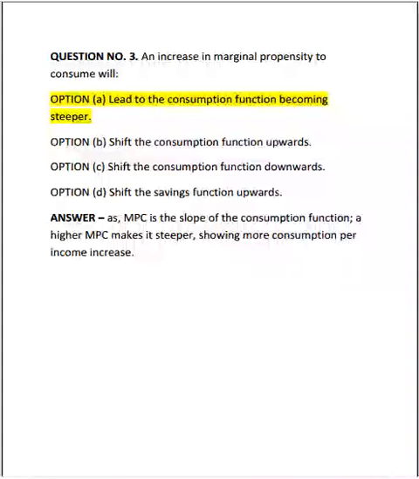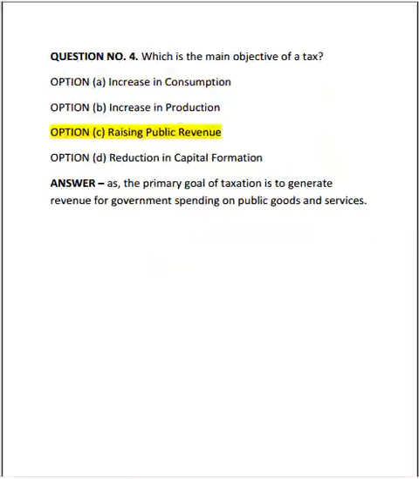Question No. 3. An increase in marginal propensity to consume will. Option A. Lead to the consumption function becoming steeper. Option B. Shift the consumption function upwards. Option C. Shift the consumption function downwards. Option D. Shift the savings function upwards. Answer. As MPC is the slope of the consumption function, a higher MPC makes it steeper, showing more consumption per income increase.